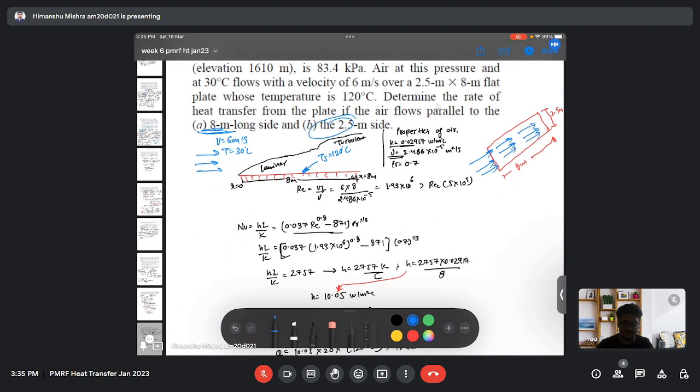In the next part, it is given that the flow is along the 2.5 meter dimension. That is, the flow is along the width. Earlier, the flow is along the length, but now the flow is along the width, and we need to find the same heat transfer.